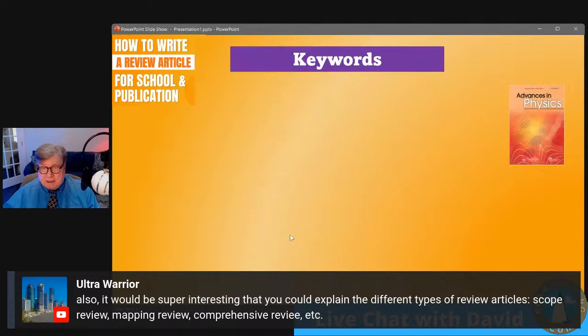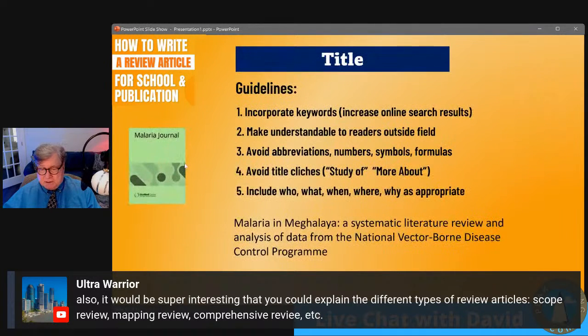Okay, let's take a look at this title here: Malaria, a systematic literature review. So it's telling you what this is. There's the topic, malaria in this part of India. I won't try to pronounce it again. And what is going to be the approach to malaria in this area? It's going to be a systematic literature review and an analysis of data from the National Vector-Borne Disease Control Program.